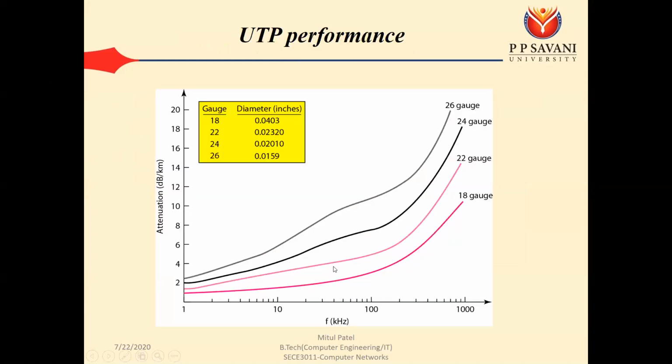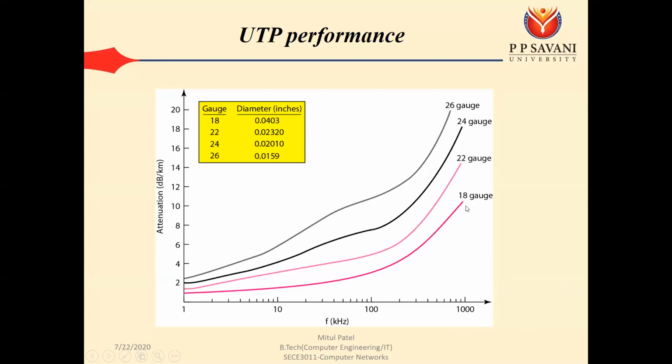We have one graph. There is no need to remember this graph, but we can see one result: the graph of frequency versus attenuation. Attenuation means loss of energy. You can see here that after 1000 hertz, there is a huge attenuation. As our frequency increases, our attenuation increases.